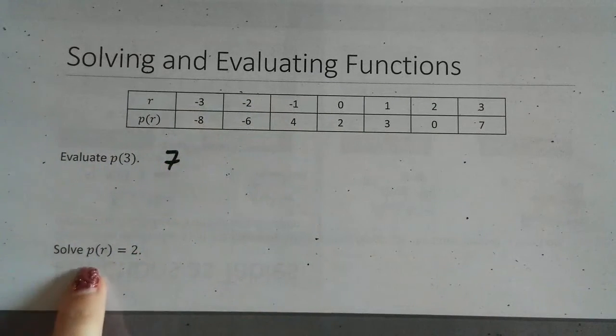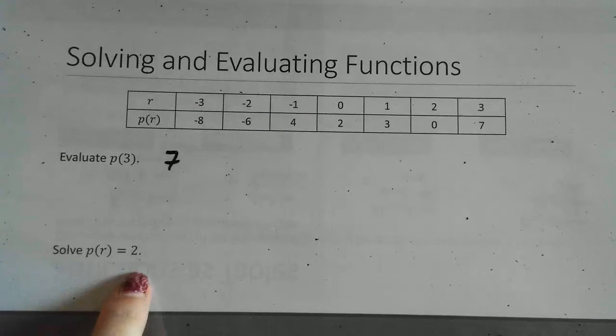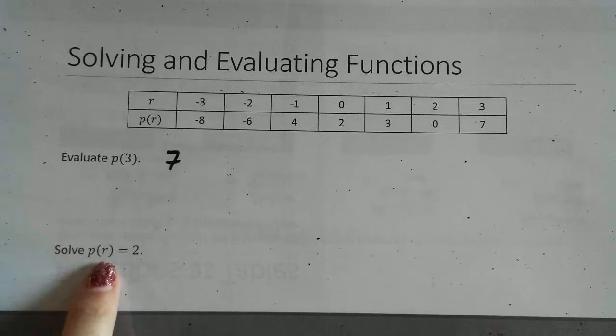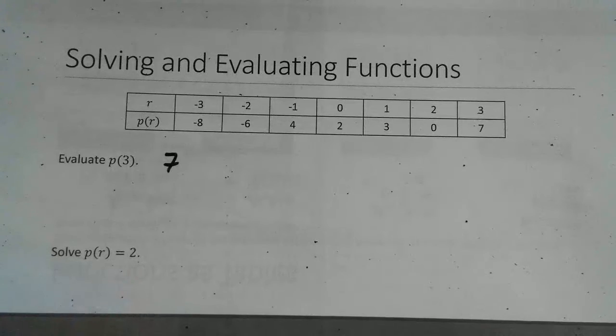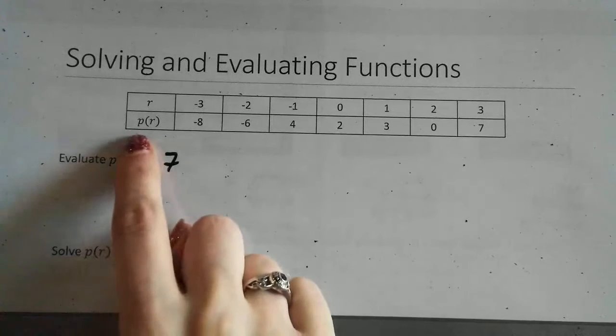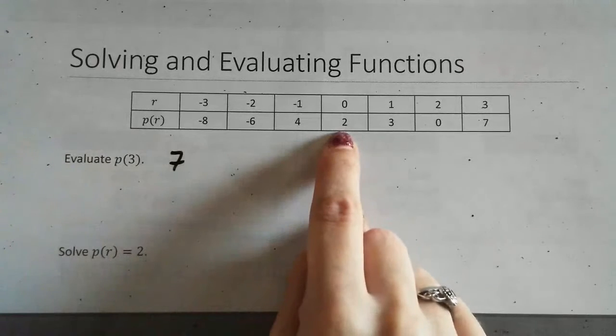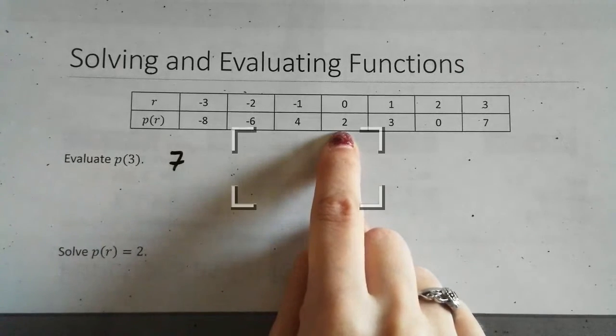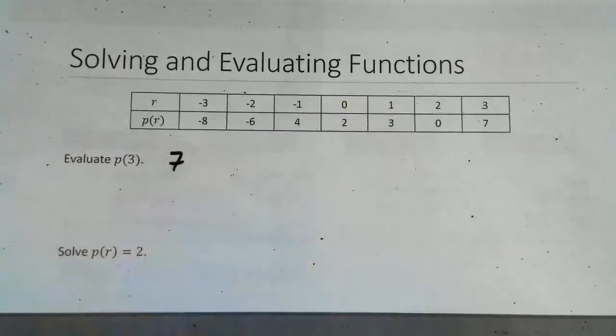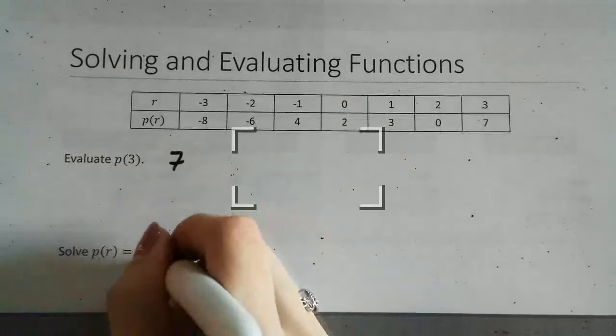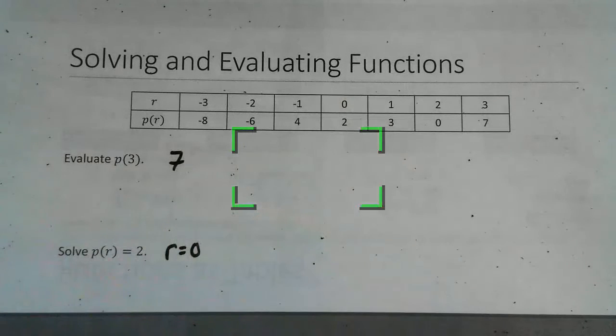In the second part, we want to solve P of R equals 2. What that's asking for is what R value makes this true. So I can go figure out where P of R is equal to 2, and then it looks like it happens right here. So what is the R value that makes that true? 0. So we say R equals 0 is the way we solve that.